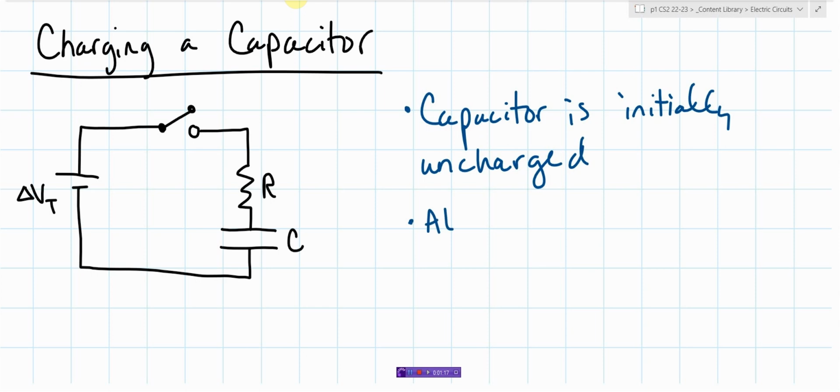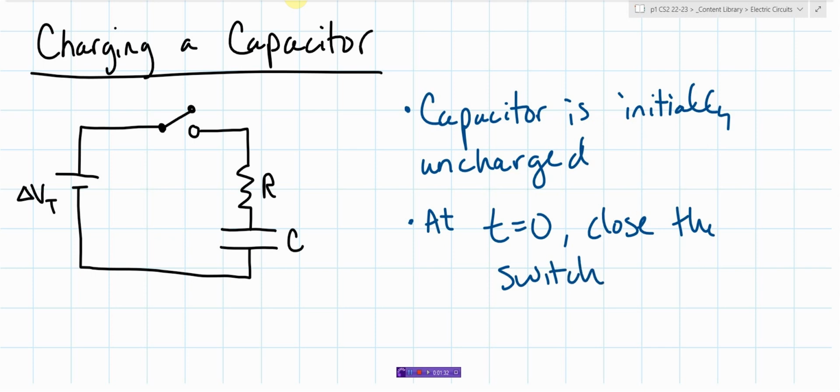Okay, at time 0 we're going to close that switch. As soon as you close this switch, this becomes a wire essentially. Immediately it makes a connection and charge will flow and start going through the resistor and putting charge onto the capacitor plates. Charge immediately begins to flow.